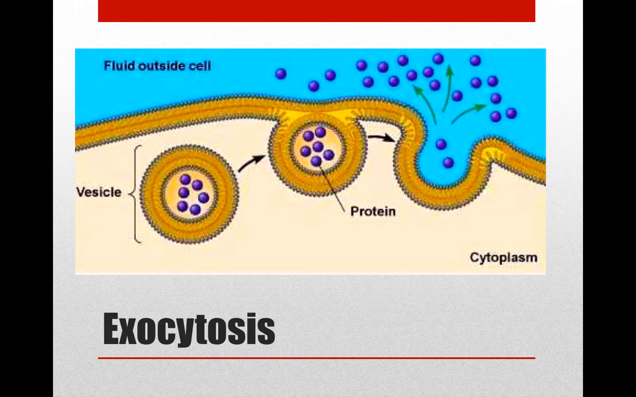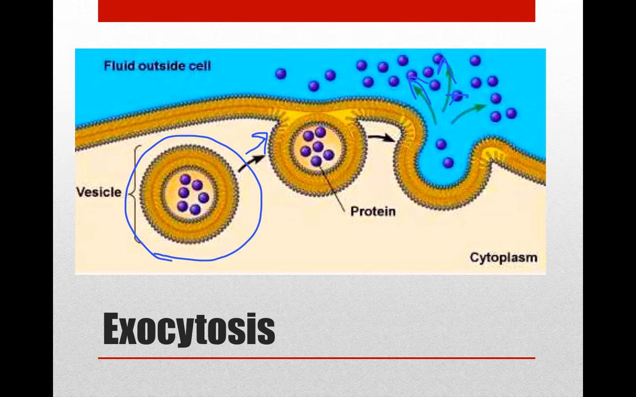All right, so here's an example of exocytosis. So here we have the vesicle, and it starts to move towards the cell membrane, and then it kind of just starts to fuse with the cell membrane, and eventually kind of separating and releasing, opening that vesicle up to release the protein out of it.